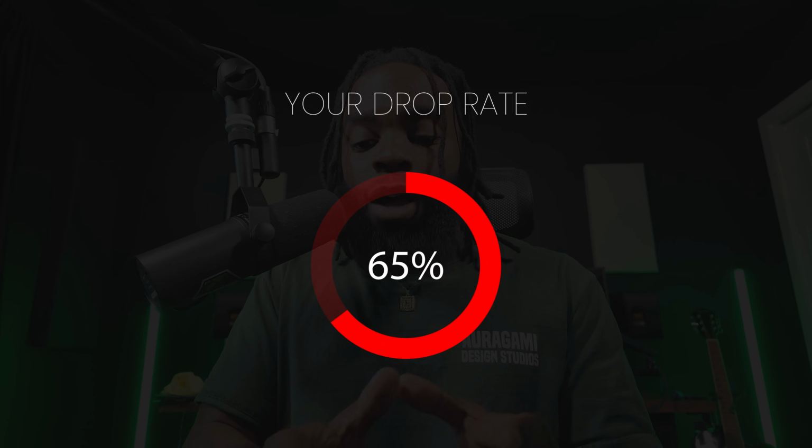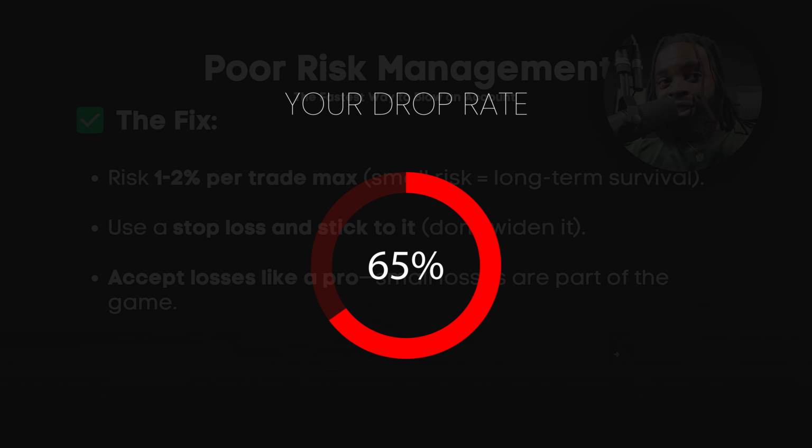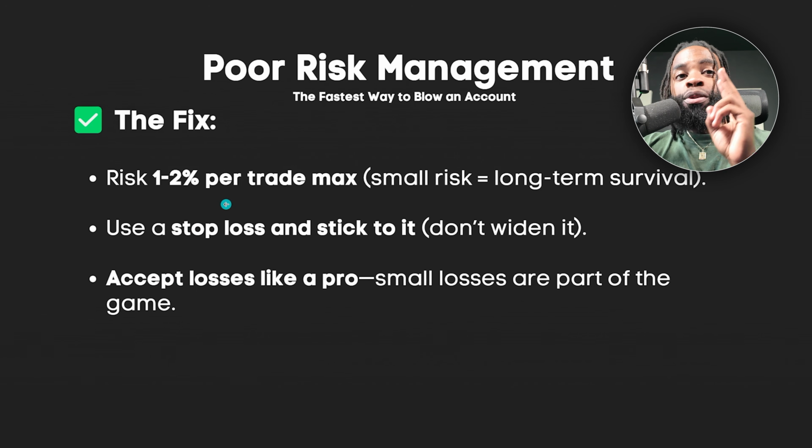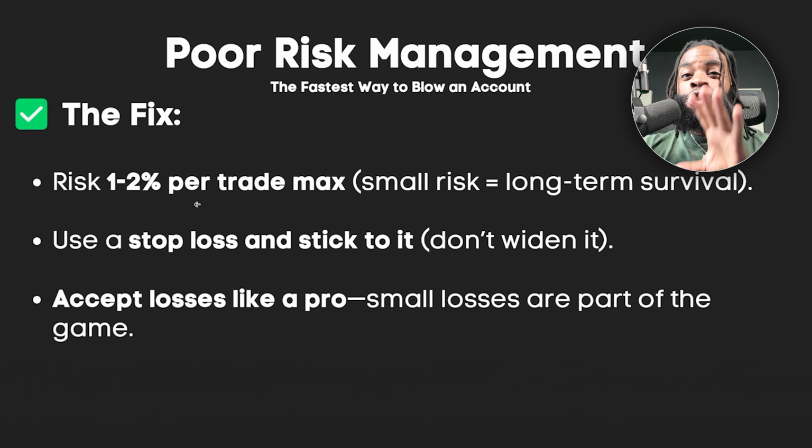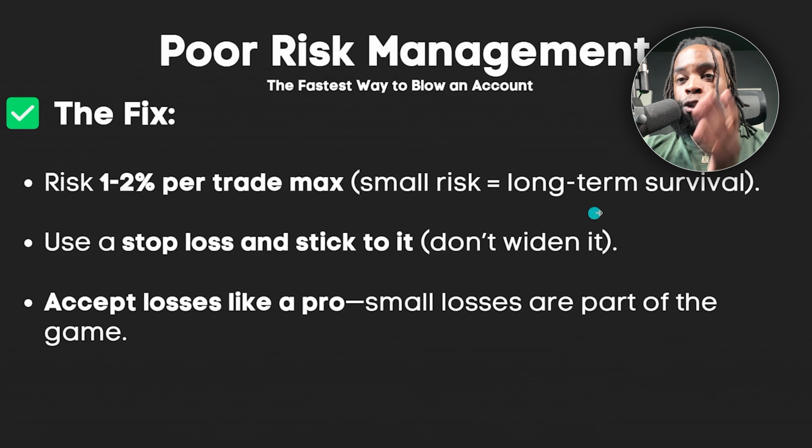Studies show 80% of prop firm traders fail, not due to the strategy, but due to poor risk management. Risking more than 2% per trade, your chance of long-term success drops over 60%. So instead, risk 1 to 2% per trade max. Small risk equals long-term survival, just like what you saw I did with gold.